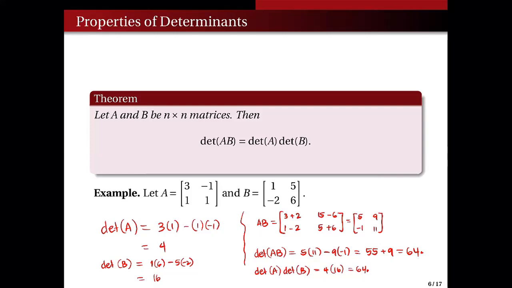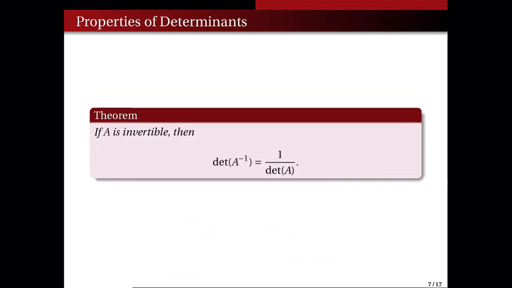And now, from this theorem, we can prove that the determinant of A inverse is just the inverse of the determinant. So, if A is invertible, then A inverse exists. Furthermore, the determinant of A inverse is equal to 1 over determinant of A.